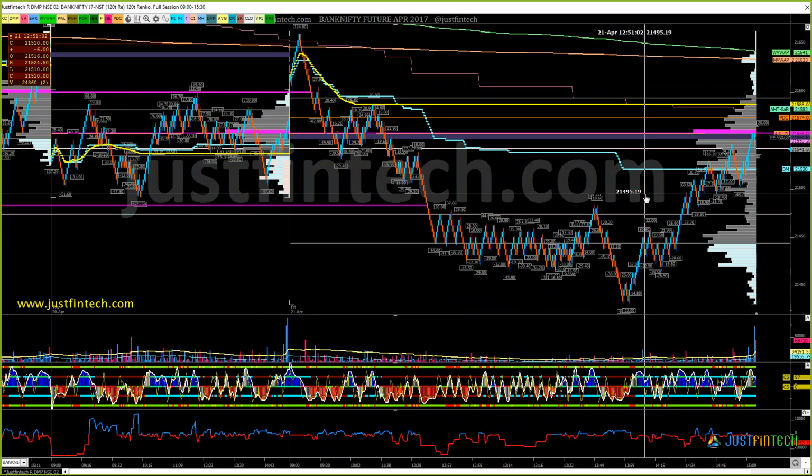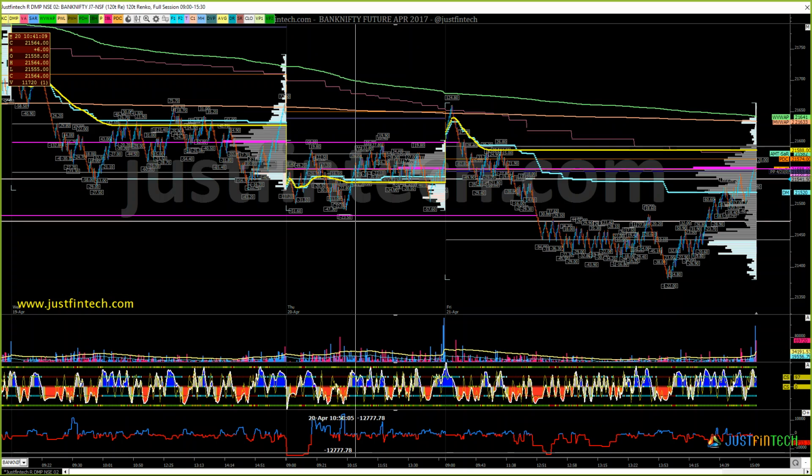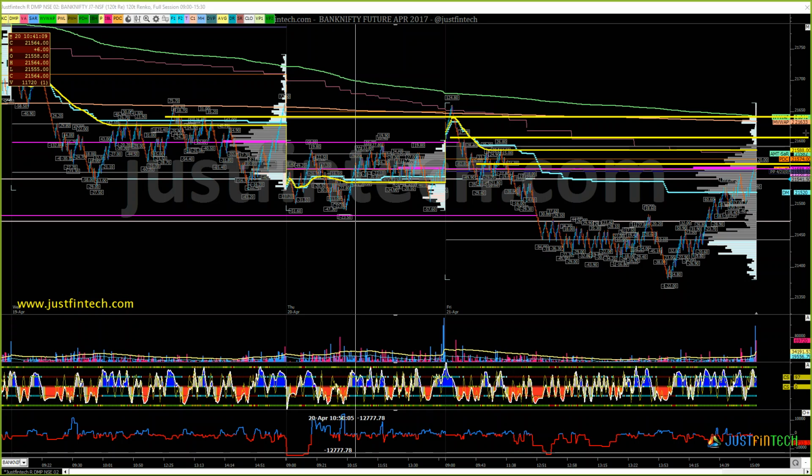Now what we can expect today. So this is an important zone. Also it was the previous day's close. This is another important zone, 21,640. This pullback is important. 21,605 approx. And then this entire zipping zone is important.